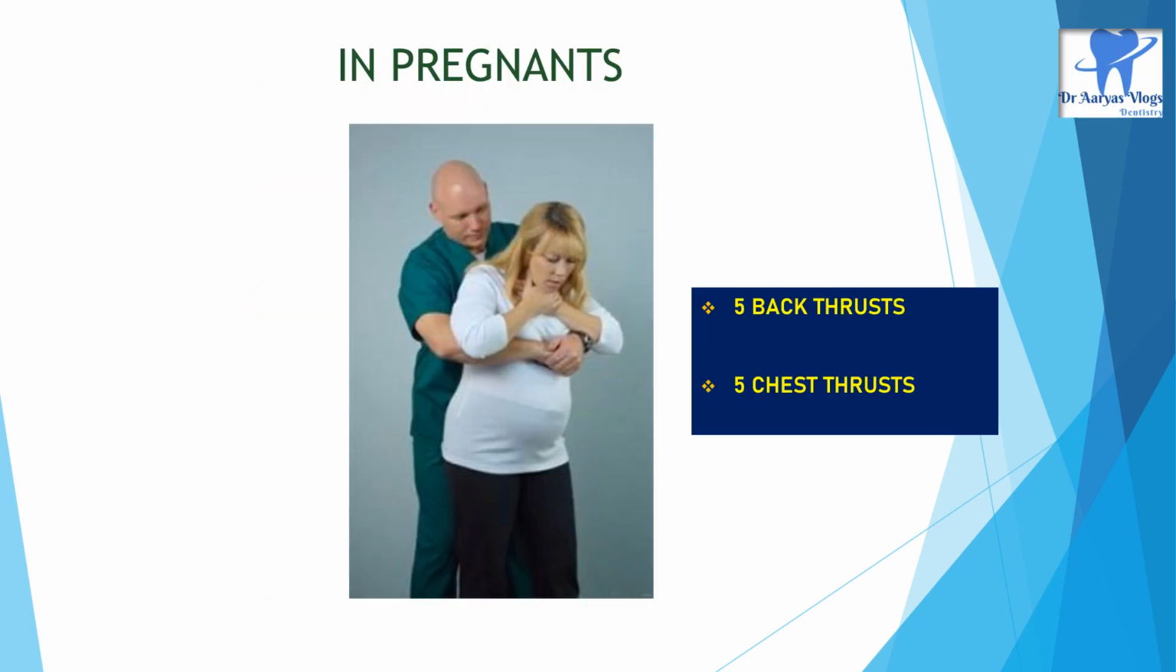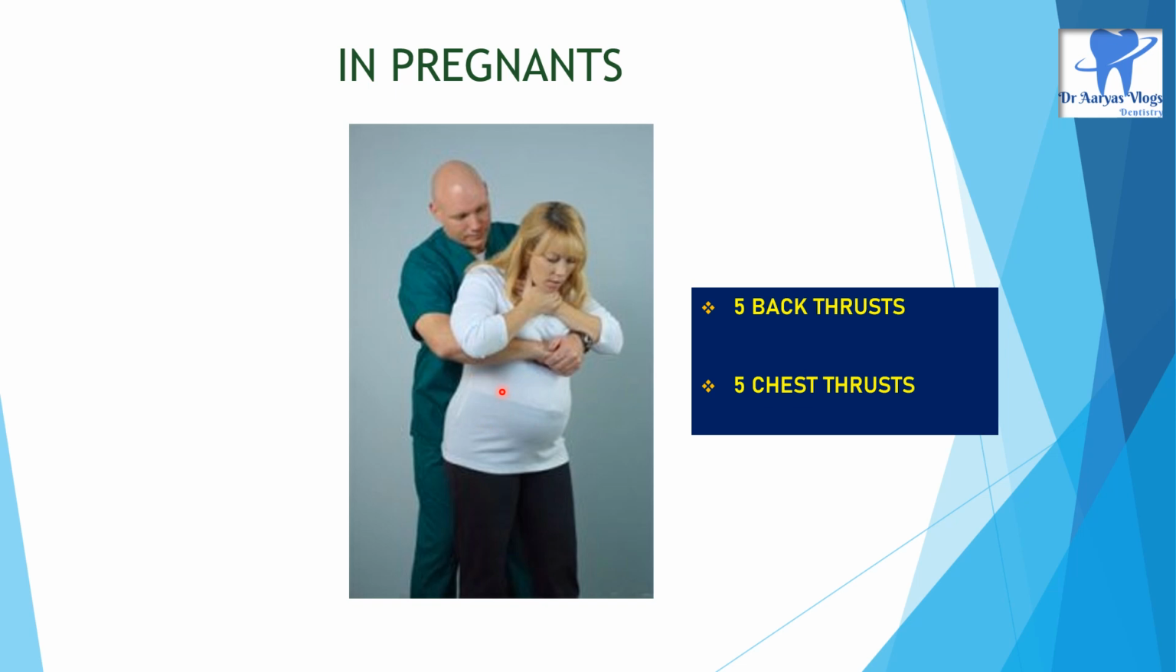In pregnant ladies, if choking occurs, ask the person if they are choking. Give back blows. Give 5 back blows between the shoulder blades with the heel of your hand. Here the patient is pregnant, so instead of giving abdominal thrusts, give 5 chest thrusts.